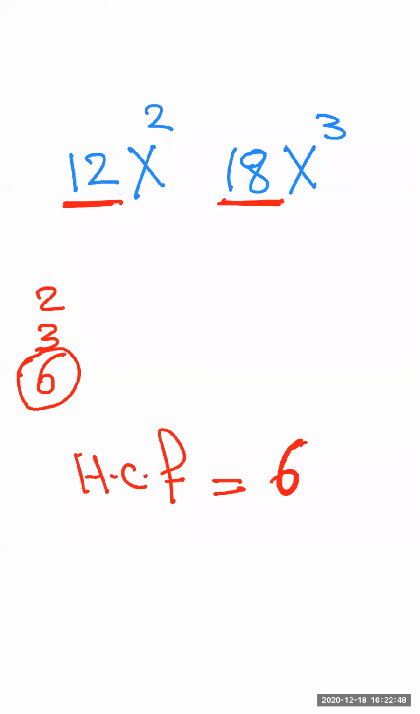Then the next point, I have to get the lowest or the smallest index for the variables. So here, x squared and x power 3. So I have to check the two indices now. The two indices, one of them is x power 2 and the other is x power 3.